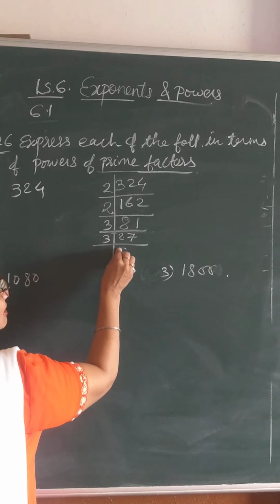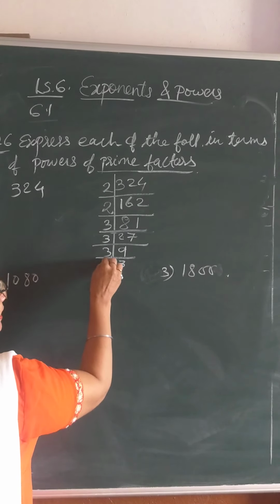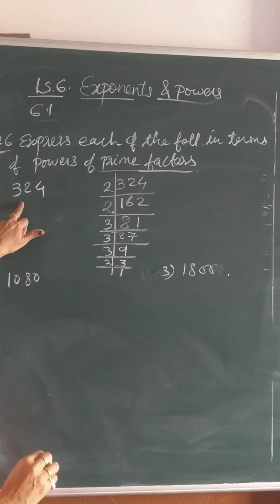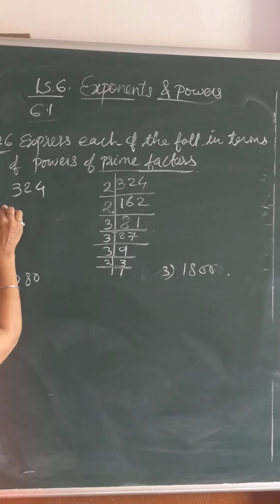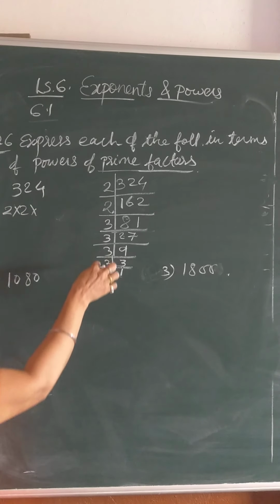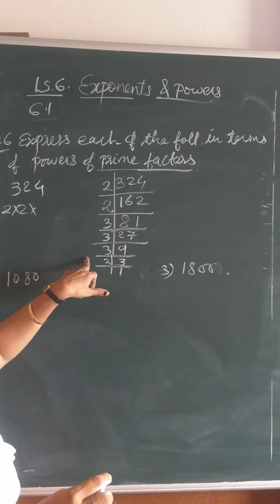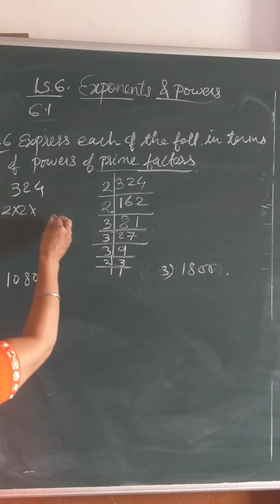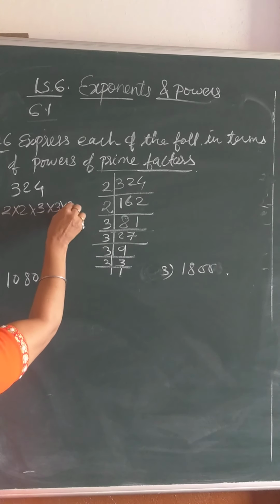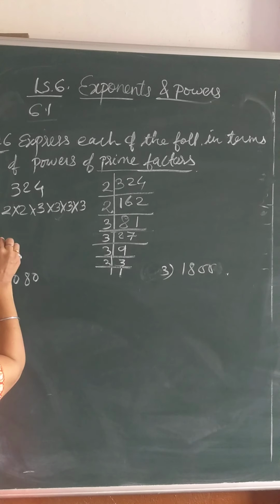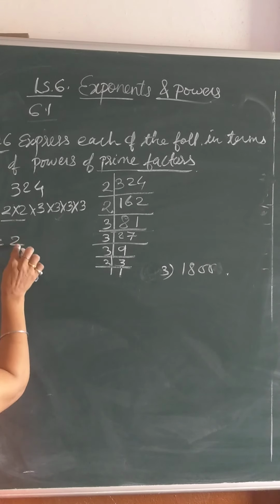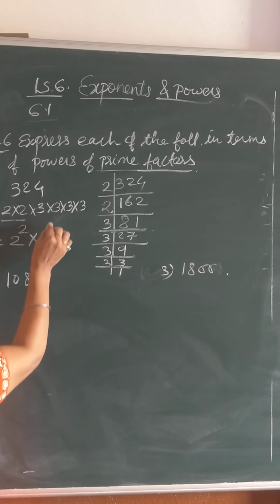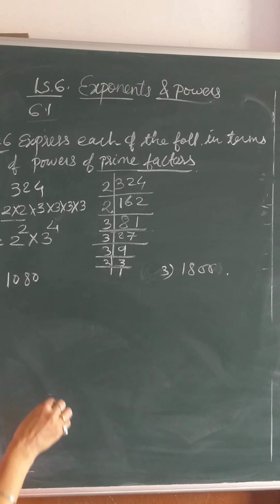Again this 27 is divisible by 3: 9, 3 3s are 9 and 3 1s are 3. Okay, so in this way you are getting the prime factors. So in place of 324, now what will you write? 2 into 2 into 3 into 3 into 3 into 3. These factors you can write in any order, meaning you can write 3 first or 2 first, as you know in multiplication we can change the order. Now here 3 is how many times? 4 times. And now children, 2: the base is 2 and it is how many times? 2 times. Into 3 is how many times? 4 times.